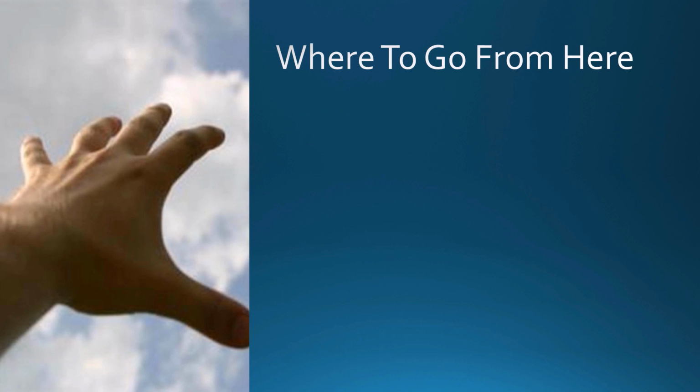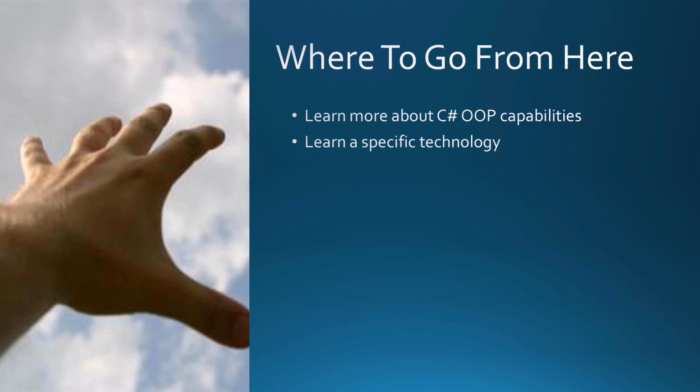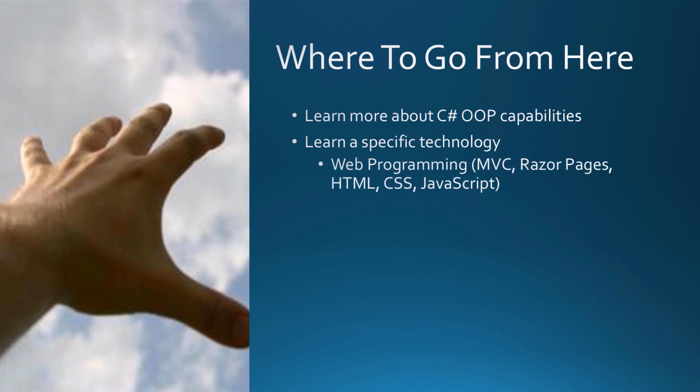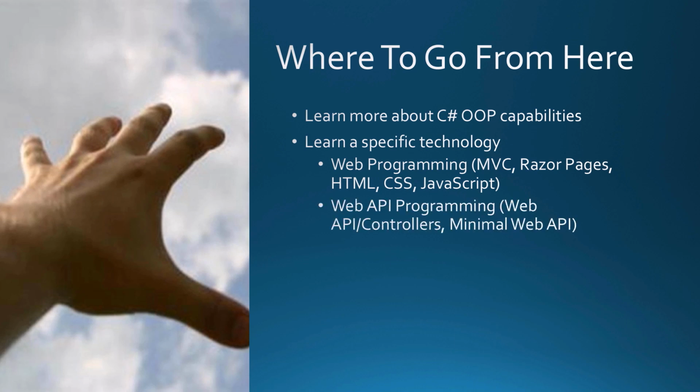So where to go from here? Well, I'd highly recommend you learn more about the C# object-oriented programming capabilities. You'll probably want to dig in and learn some specific technologies that go along with C#, such as web programming, like working with MVC and Razor Pages. Of course, you also need a little bit of HTML, CSS, and JavaScript. Also, some web API programming. Maybe you want to build some web APIs.